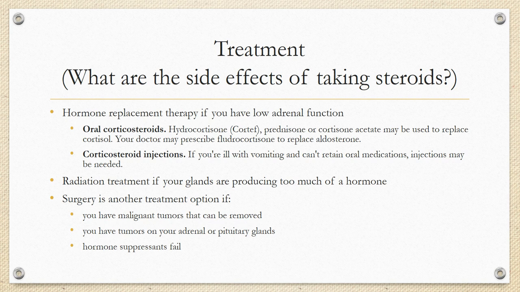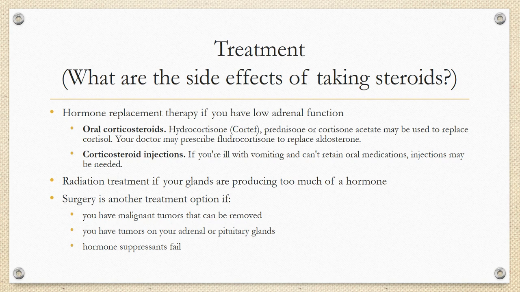So these patients are going to be taking hormones for the rest of their life, and they'll adjust things based on side effects. But again, it's not just the adrenal gland problem. It's also patients who take steroids for other reasons, and understanding what those side effects are going to be. So for treatment for Addison's disease, there's oral corticosteroids. This is the Cortef, the prednisone, cortisone. These may be used to replace the cortisol.